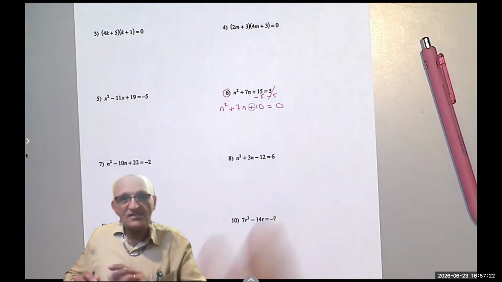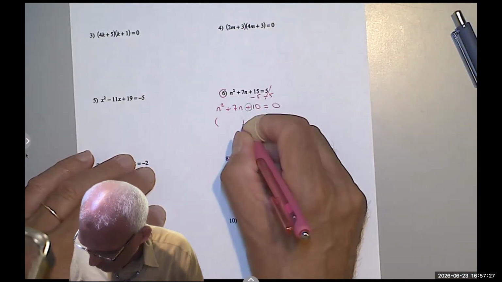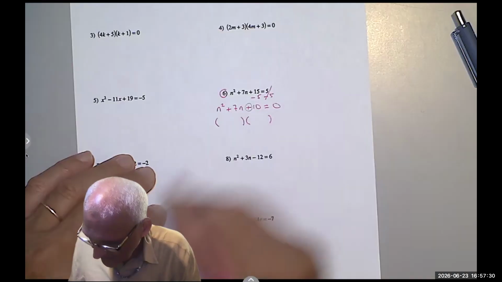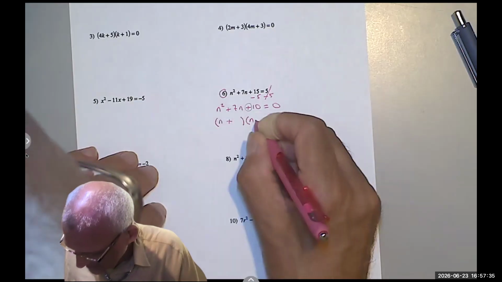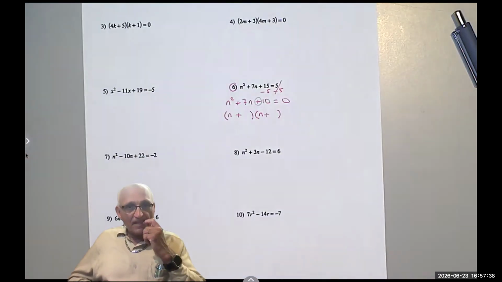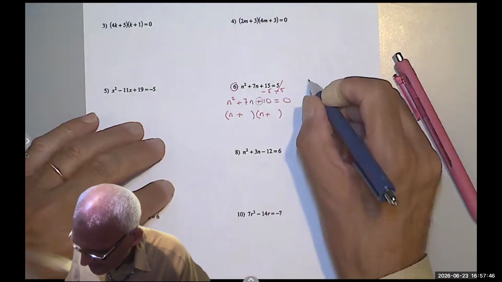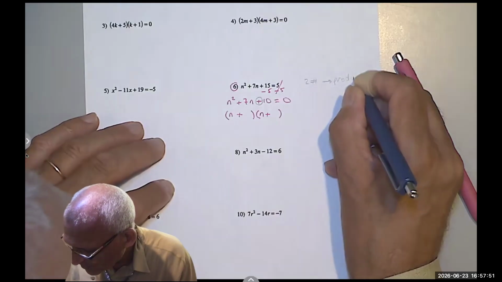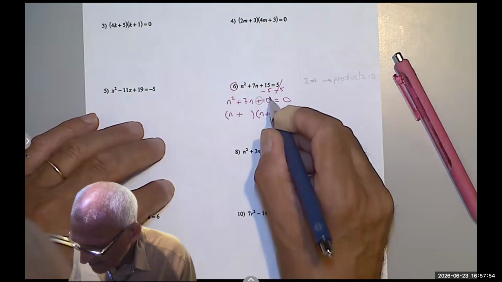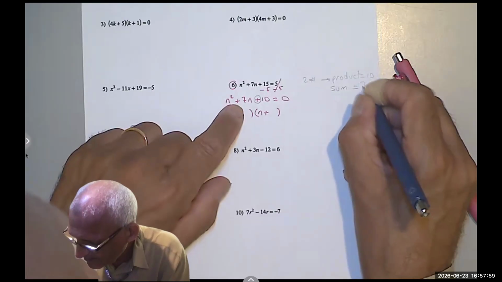Okay, so these are the first things. So before even starting, I can draw two pairs of parentheses. I write n here and n there, and I write plus and plus. I know all of this. Now, the next step is to say I have two numbers. They give a product of 10, and they get a sum of 7.